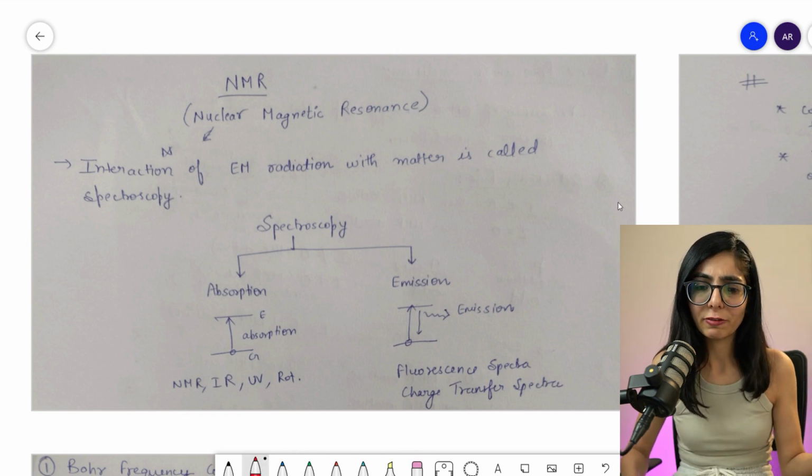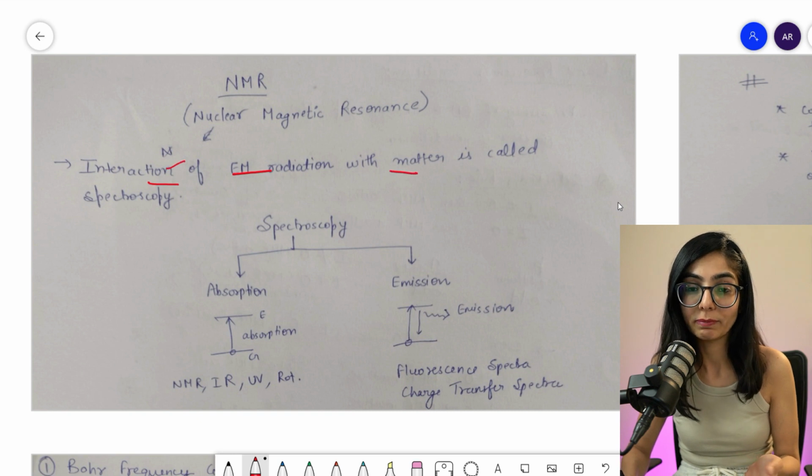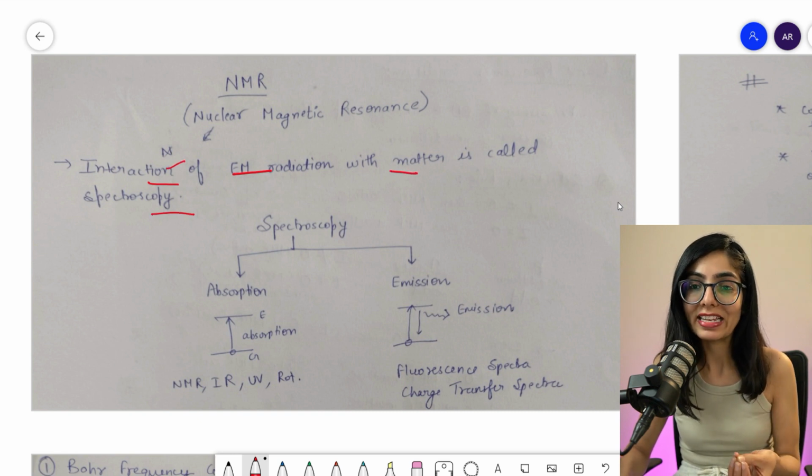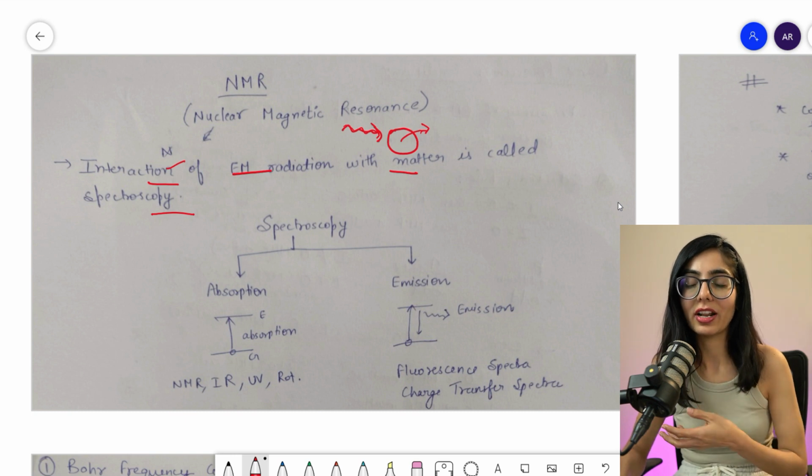And another basic definition which we have been studying since our undergraduate time is that whenever EM radiation, that is electromagnetic radiation, interacts with matter, it's called spectroscopy. So spectroscopy is when any EM radiation comes and your matter is here, suppose, right? When EM radiation strikes it, absorption happens and you get a signal. So basically you know what this substance is and how much heat it can retain and certain characteristics associated with this matter.